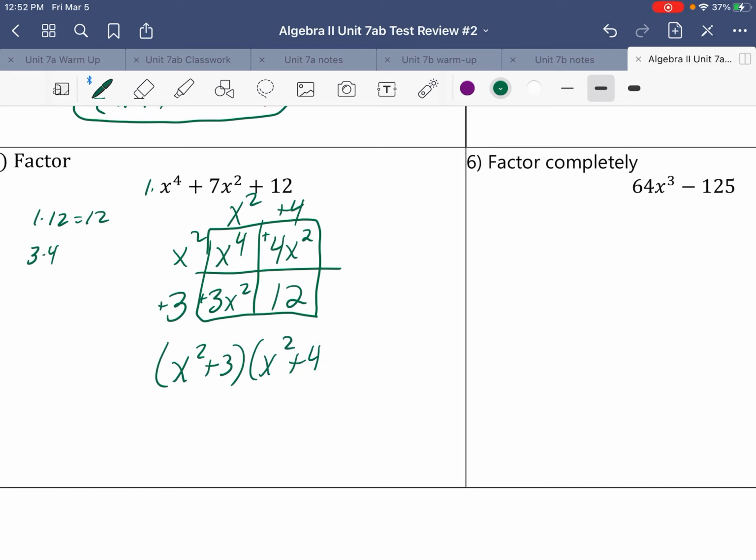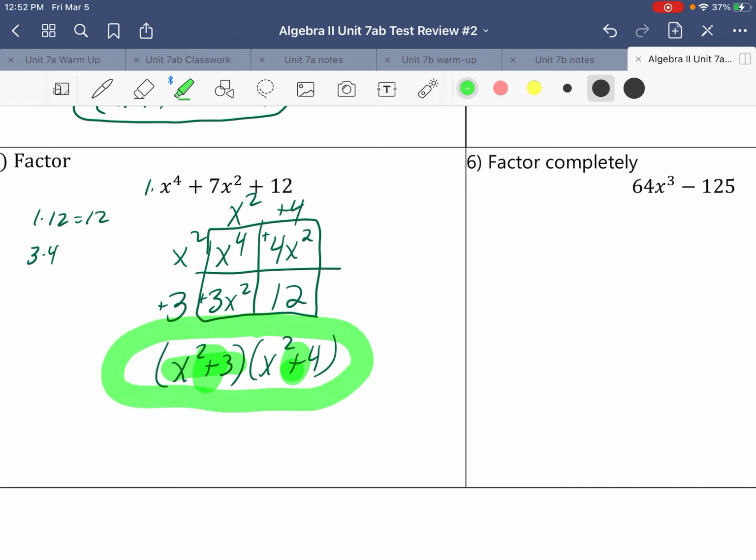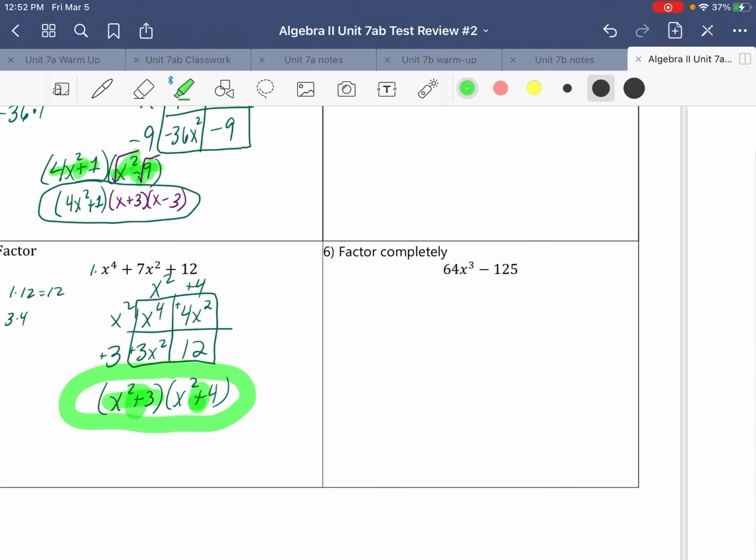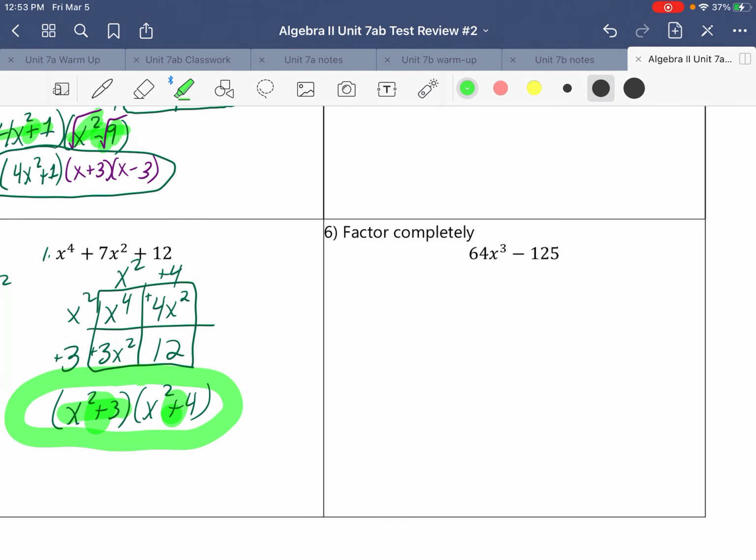We should look to see if we can factor these further. X squared plus 3, there's a positive in the middle, so it's not a difference of squares. It has to be subtraction. Same thing with the second. Therefore, you can't factor this any further, those binomials, and that is it. Number 6, is there a GCF?